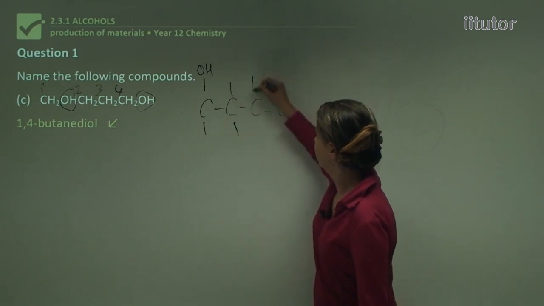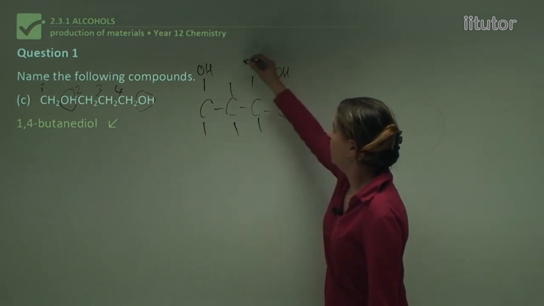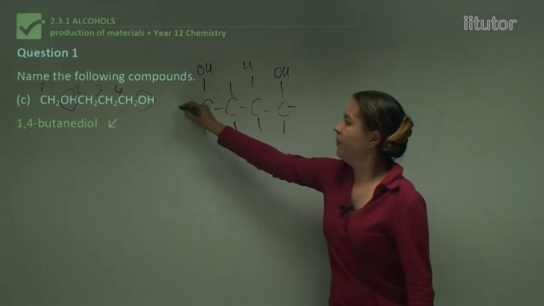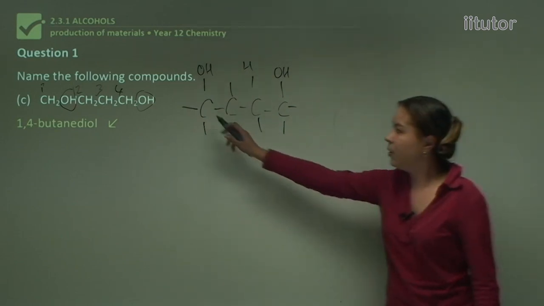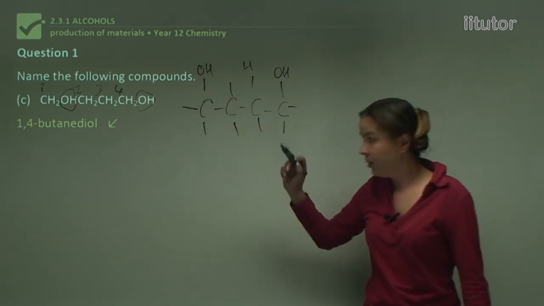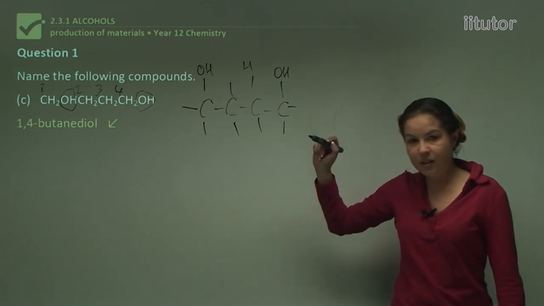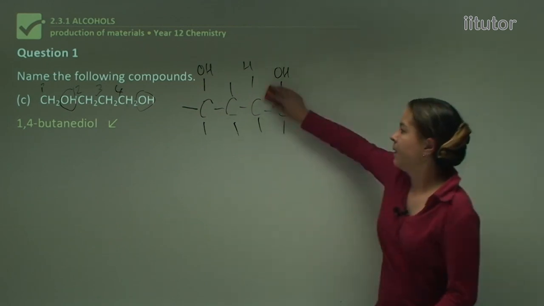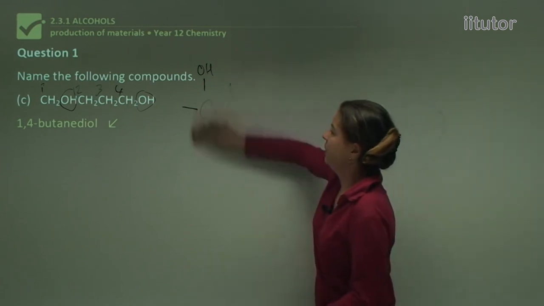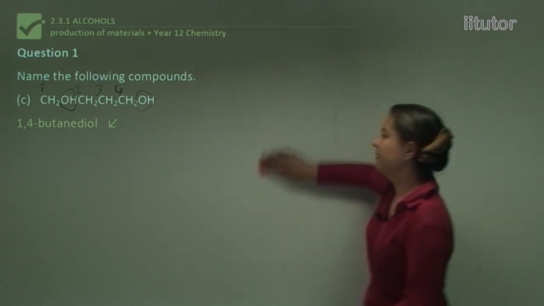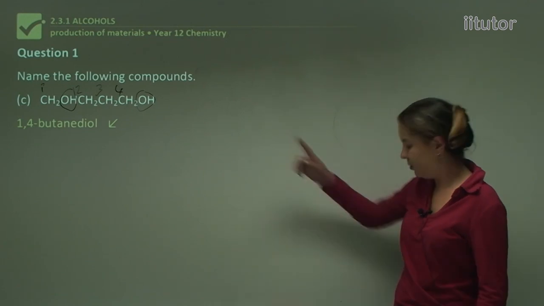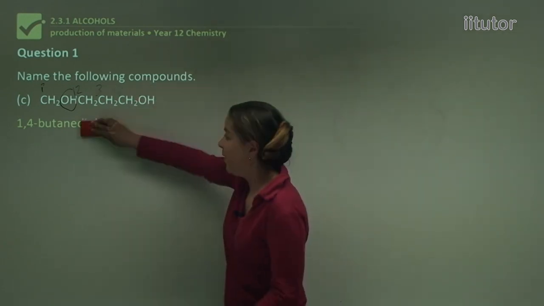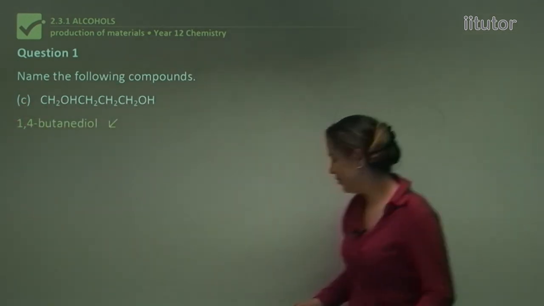OH, OH, where the rest of them are hydrogens. So 1,4-butane-diol: but for 4 carbons, ane, because there are no double bonds, or because it's an alkane, and di, because there are 2 hydroxyl groups, and finally ol, because of the hydroxyl groups.